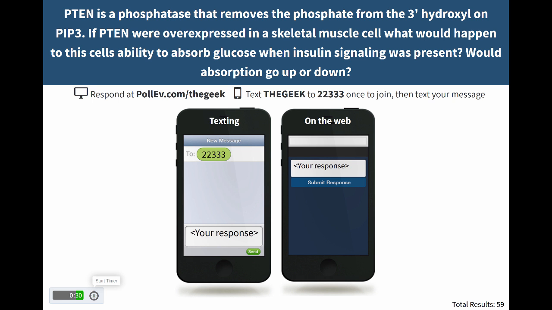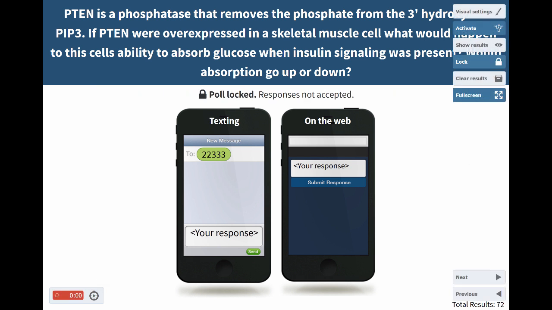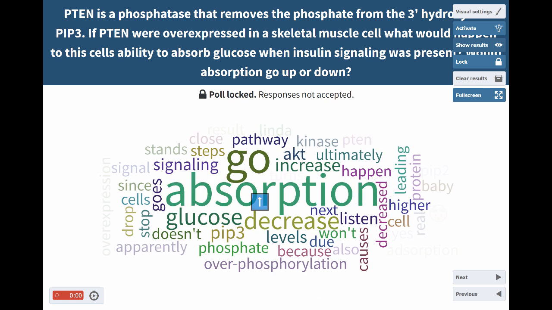Okay, about 30 seconds left, so if you haven't submitted something, do so. Okay, 10 seconds left, so submit something quick if you haven't done so yet. 4, 3, 2, 1. All right. Let's check it out.